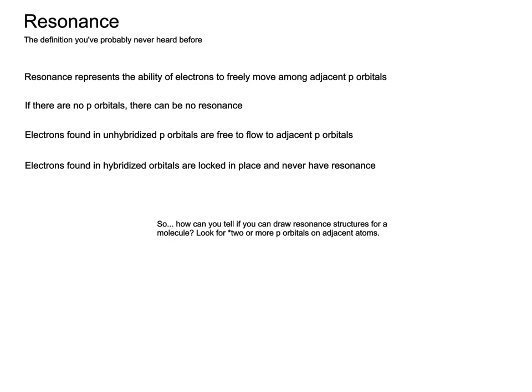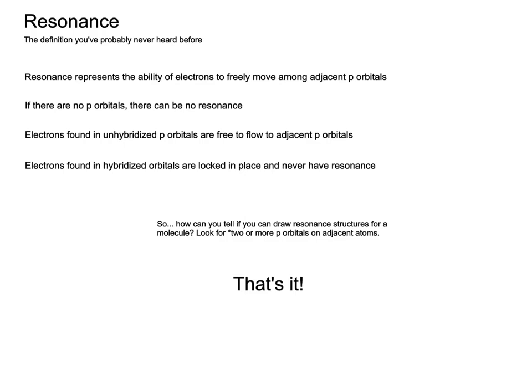So, how can you tell if you can draw resonance structures for a molecule? All you need to do is look for two or more p orbitals on adjacent atoms. And literally, that is it.